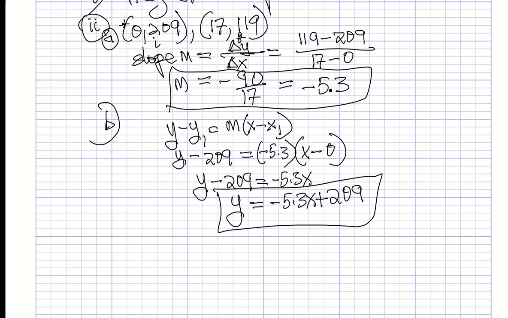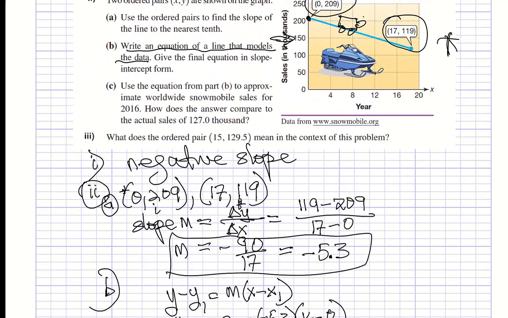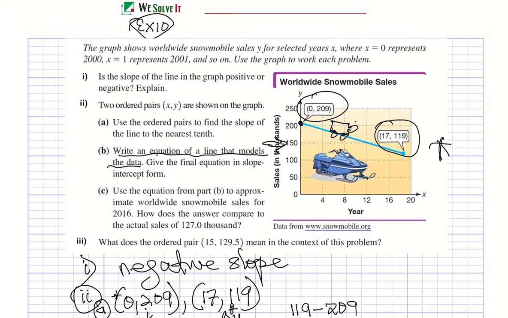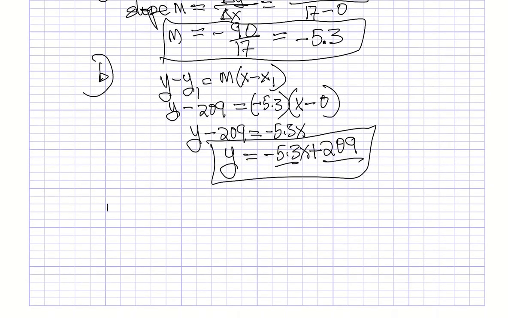And that's the slope-intercept form. This is the slope, and this is the y-intercept, okay? Use the equation from part B to approximate worldwide snowmobile sales for 2016. For 2016, because you see the year, remember what they say, x equals 0 represents 2000. X equals 1 represents 2001. So if you keep going like that, 2016 will be equivalent to x equals 16, okay?